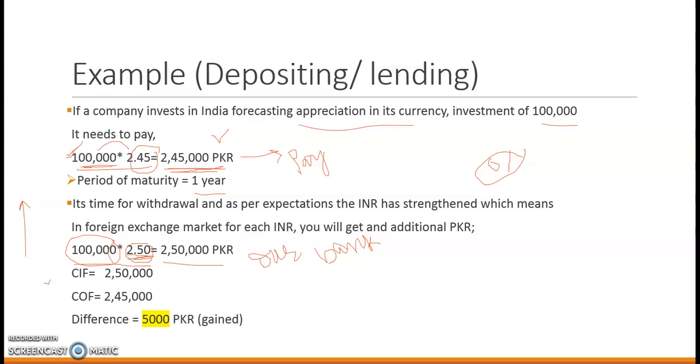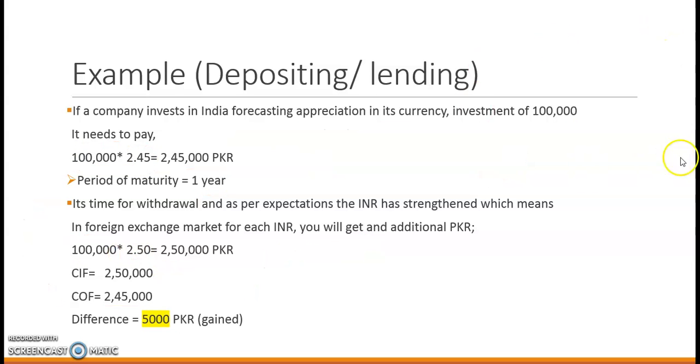If you see, the cash inflow was 2,50,000 when we received it, and when we invested, when we deposited this amount, the cash outflow was this. So we gained 5,000 rupees. That was the amount that we gained on our investments. So this is how, if you plan properly regarding depositing and lending, you can earn on it with your decisions.